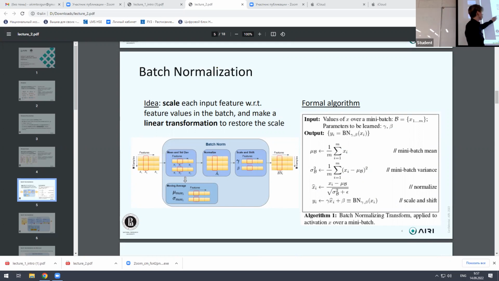Here is our input matrix. Let it be 2D, like tabular data. So we have some m samples, and each of them has some n features. That's it. The first step is to calculate the mean and the standard deviation for each of the features in the batch. So we calculate the mean and standard deviation of this column, of this column, of this column, etc. We get the statistics. The second step is to normalize.